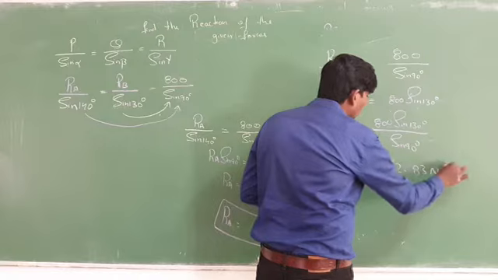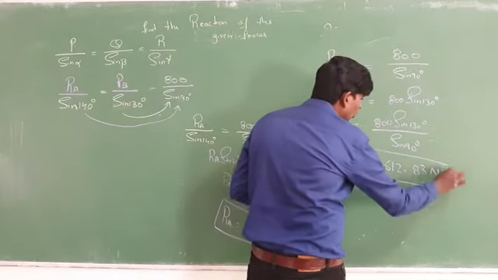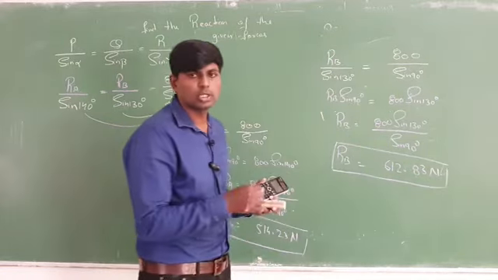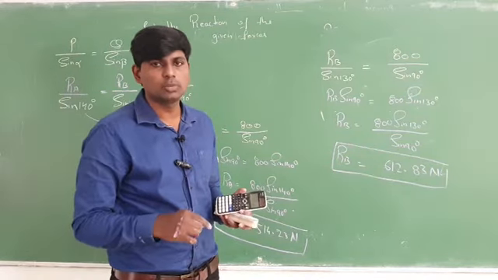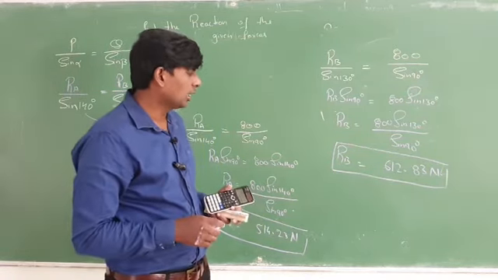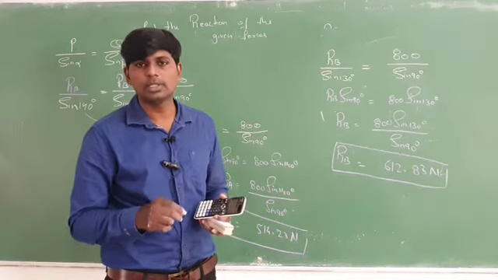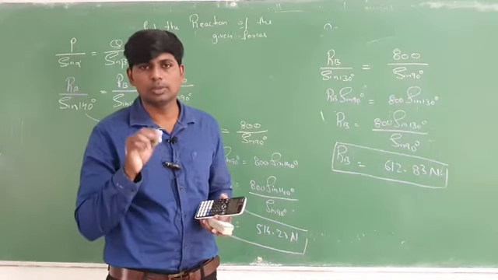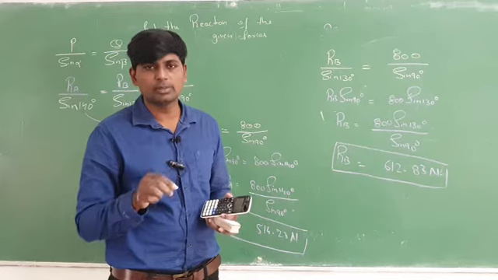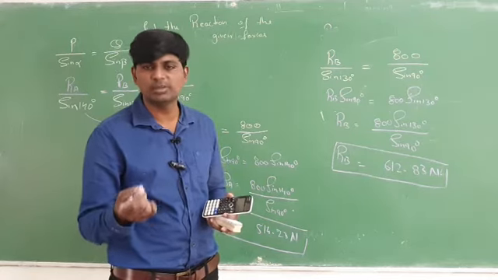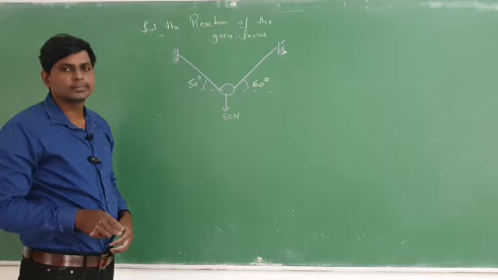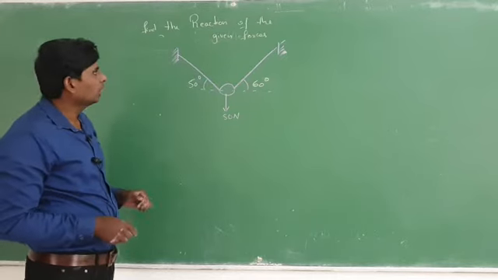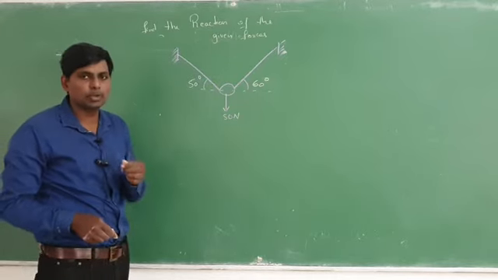612.83 Newton. Why am I writing the unit as Newton? Because the load 800 Newton is given. So RA and RB should be in Newton. Sometimes RA and RB should be represented with N, or sometimes NA or NB. Same thing will be there, NA or NB.